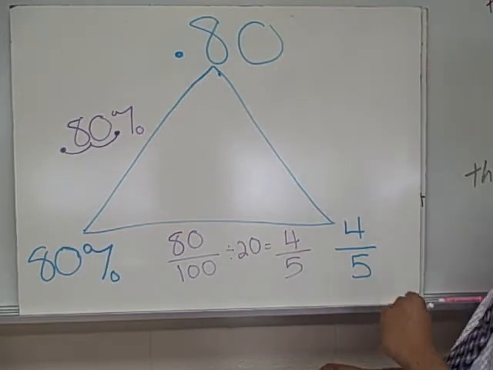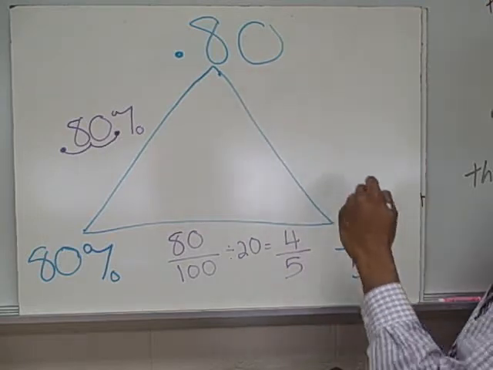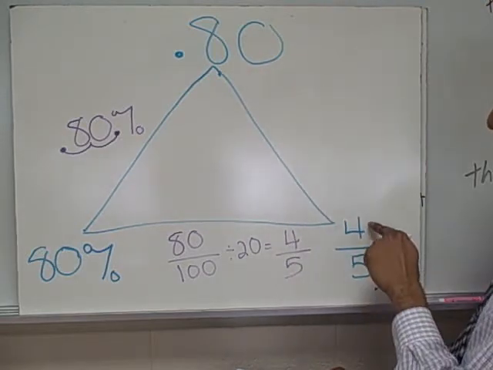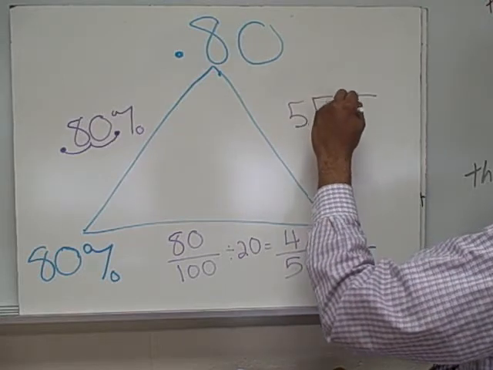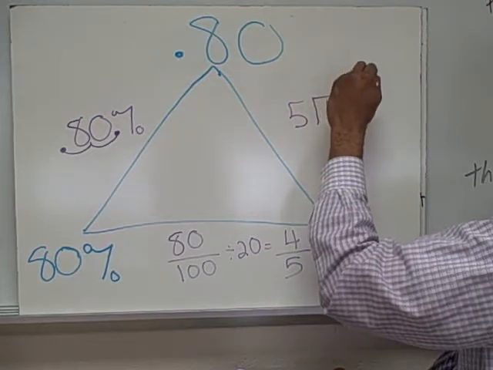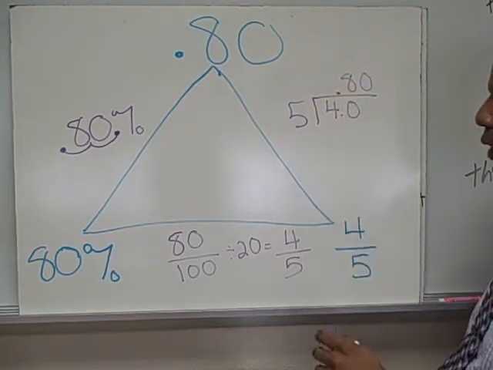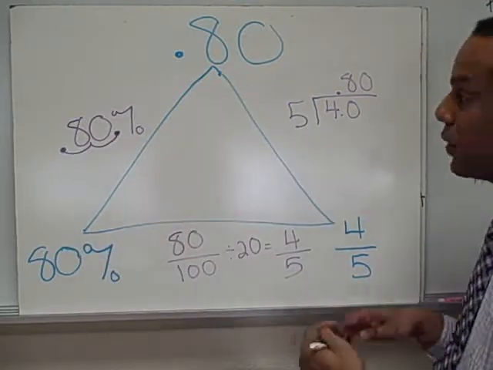4/5. And then lastly, if I wanted to take it from 4/5 to 0.80, I can divide my denominator into my numerator. 5 into 4.0, and that will give me 0.8. So, as you can see, all of these are connected.